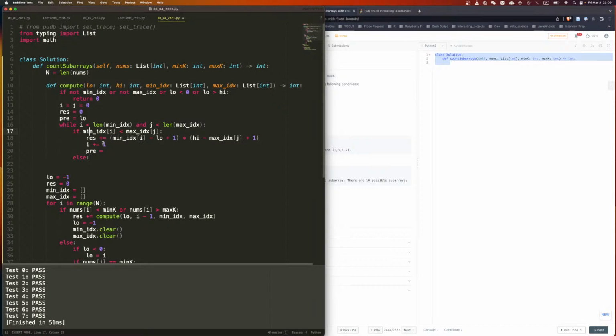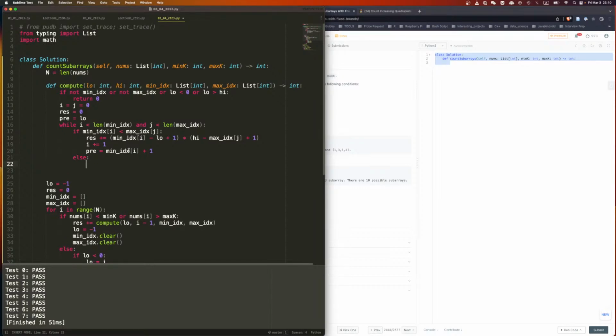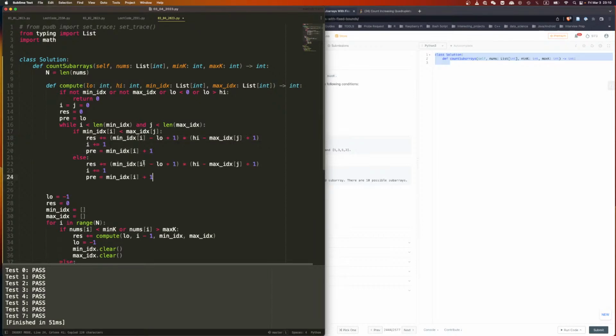Now we're gonna compare again. And pre, what's this pre? Pre shall equal to, because we are going min index i, it should be min index i plus 1. That is the pre, because we want it inclusive. Okay, else is going to be pretty much the same, but the max is at the front. So if the max is at the front, because max j is smaller, so max j and high minus min i, right? And then we can say j plus equal 1.